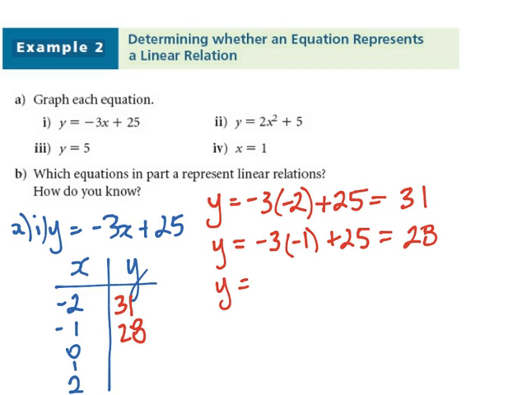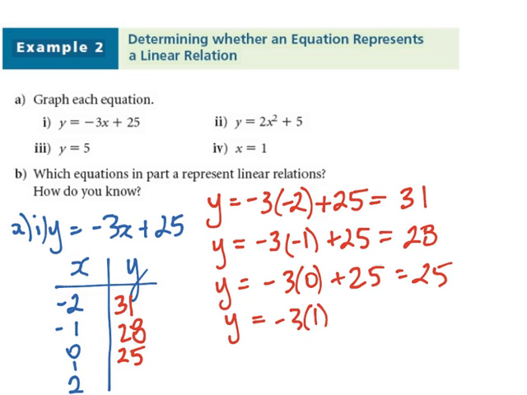Then we continue in, we'll plug in 0 for the x. So negative 3 times 0 plus 25. In this case, we get 25. Usually, it's a good practice to have more than 3 coordinate points for x and y values. In this case, we have 5. So we plug in this time a 1 for the x into the y equation. That's 25, and that will equal 22.